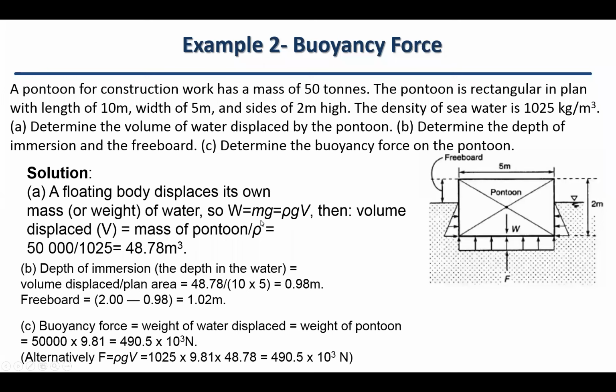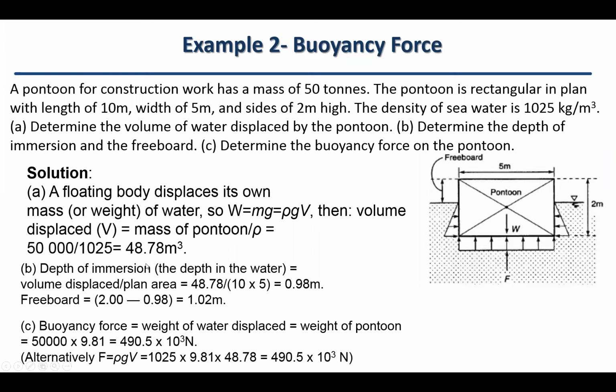So the rho can be rearranged and comes to the left hand side. We know the mass of the pontoon is 50 tons, or 50,000 kilograms. We're going to use the metric units, divided by rho, which is 1025. And the answer is 48.78 cubic meters. So this is the volume of the water displaced.